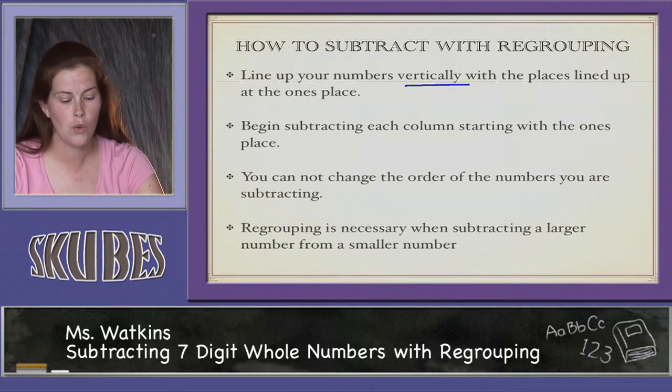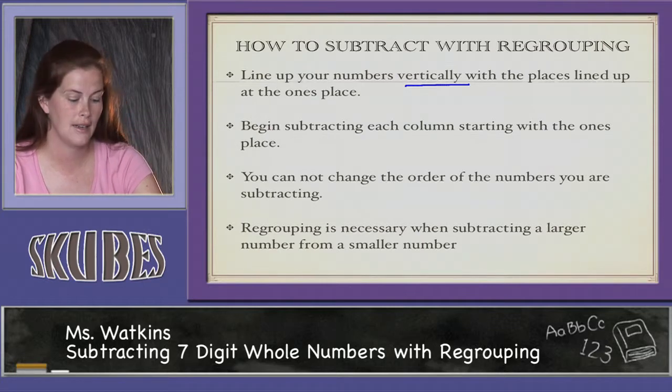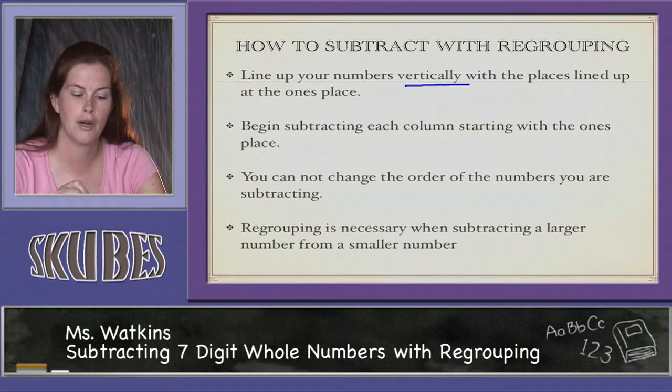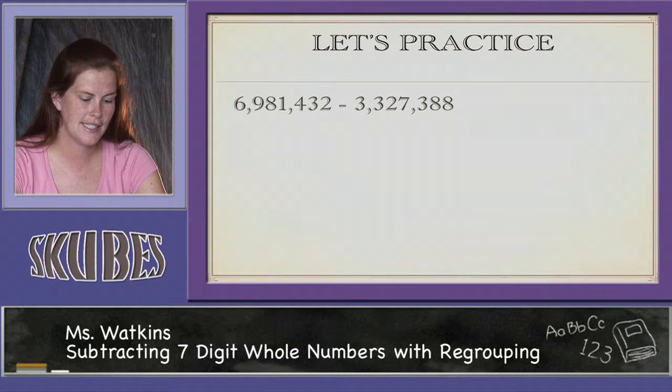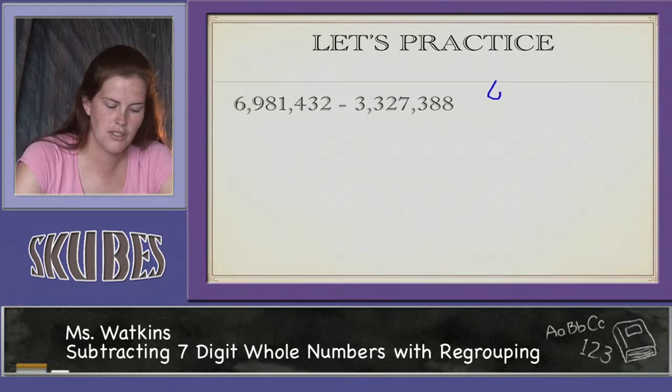You cannot change the order of the numbers you're subtracting with subtraction. You have to keep them in the order that they're written in the problem. And finally, regrouping is necessary when subtracting a larger number from a smaller number. All right, so let's practice here. We're going to line up our numbers vertically.